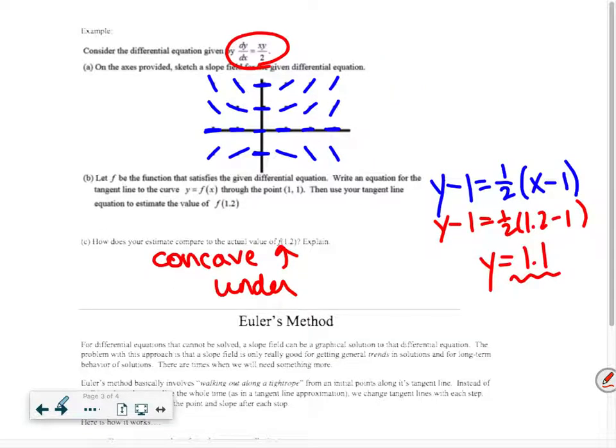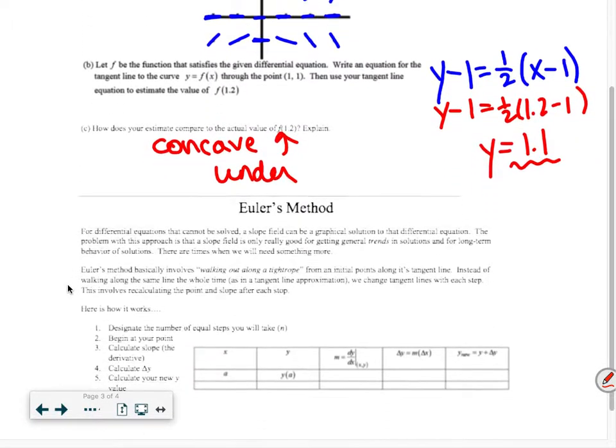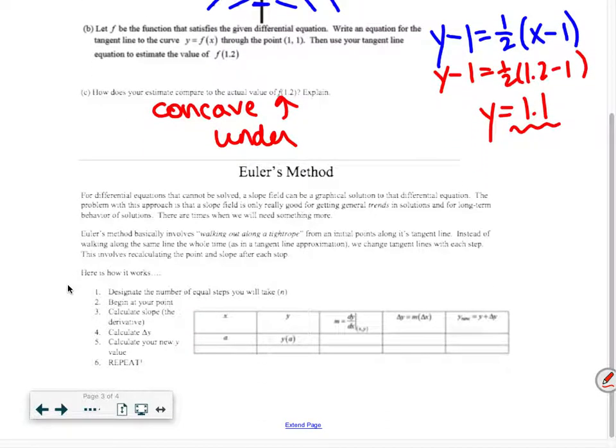First of all, a tangent line approximation is fairly accurate, but Euler's method is more accurate. It's a way for us to be more accurate in our estimations. What we're going to think about, and I'm not going to make you read all of that stuff, is there to refer back to.